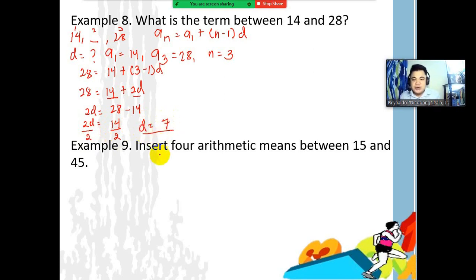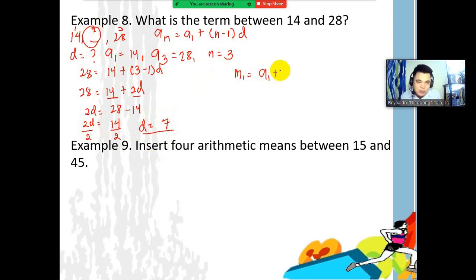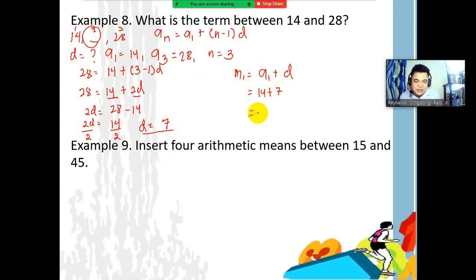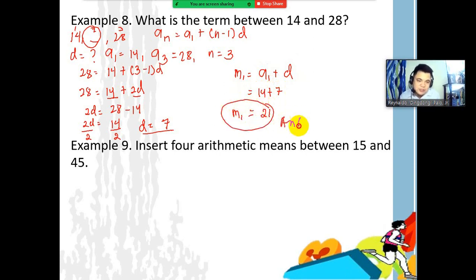Now, since you already have the common difference, you can already solve for the mean. So mean sub 1, you have to add a sub 1 plus the common difference. Your a sub 1 is 14 plus 7. So therefore, your mean is 21. So this will serve as your final answer. The term between 14 and 28 is 21.